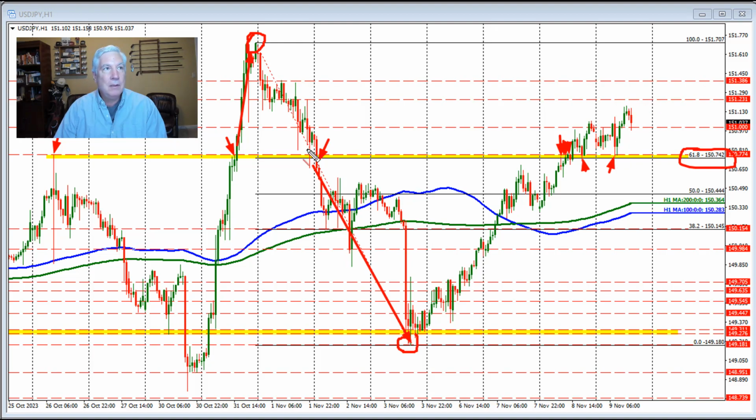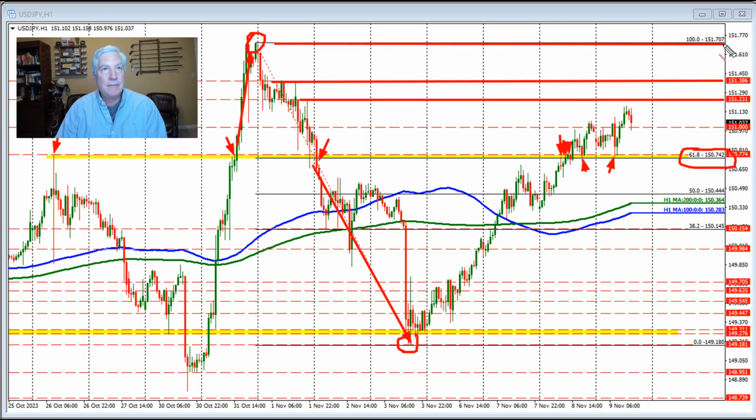On the top side, we do have these other highs right here ahead of the high price that we saw in the month of October, up at 151.70. So the 23 level, the 39-ish type level, and then 151.70 on the top side. This is a 151 level, just a natural level.